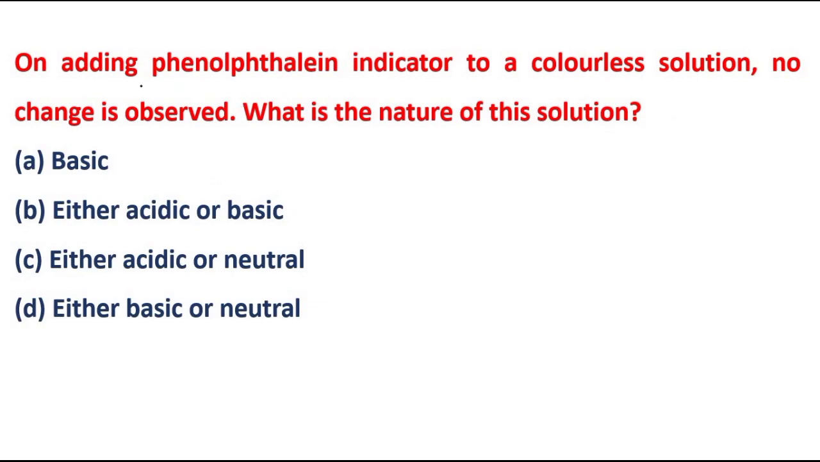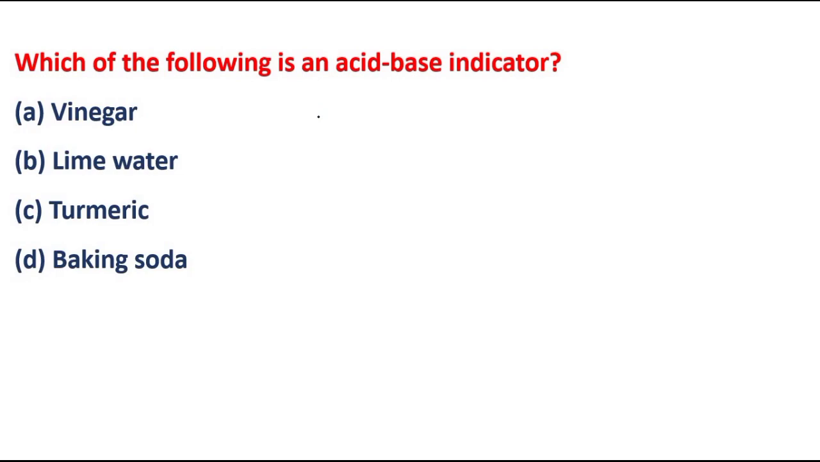On adding phenolphthalein indicator to a colorless solution, no change is observed. What is the nature of this solution? Just now we saw that in the presence of acidic medium, phenolphthalein does not change its color. So let us see the options. Acidic or neutral. We know that in the neutral solution also there is no change in color. Option C is the correct answer.